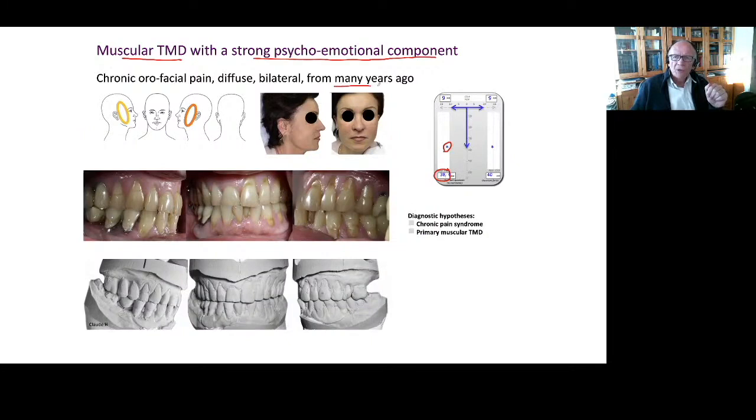The pain is from many years ago. We are in a chronic pain. Recent sharp pain equals emergency. Chronic pain equals think about it before you put your fingers into this case.